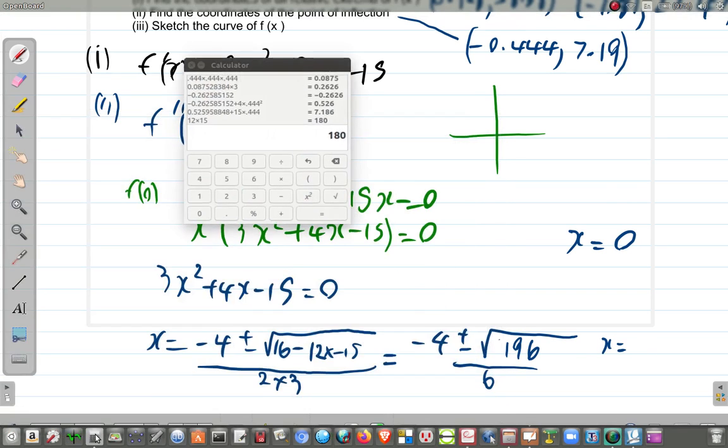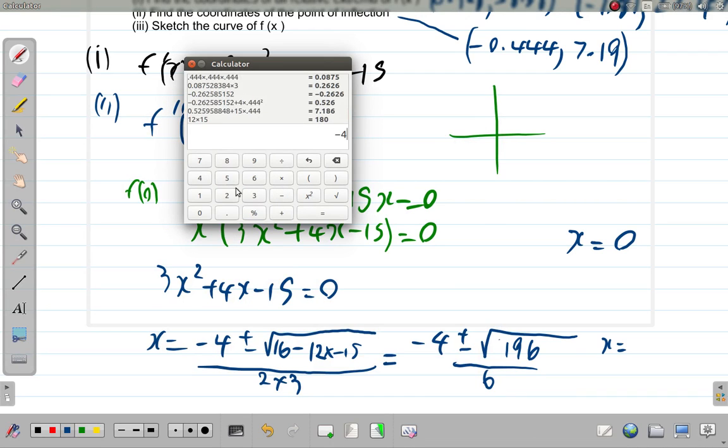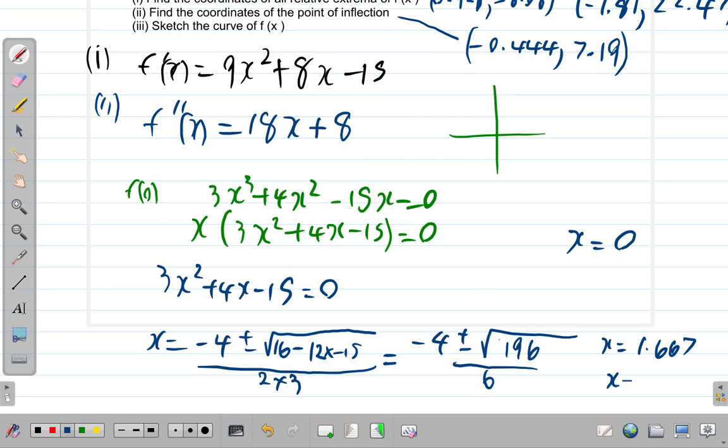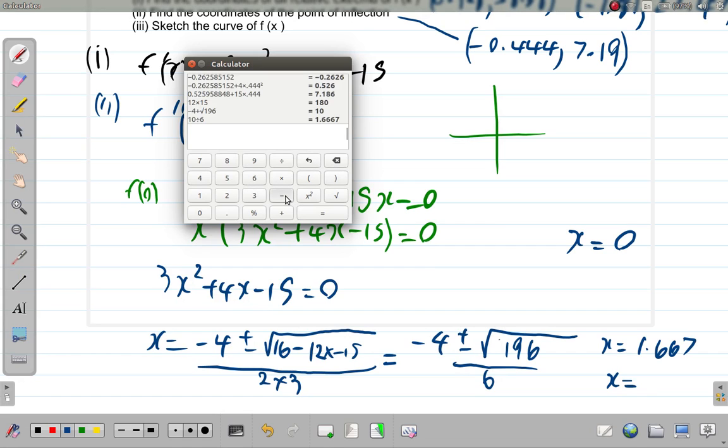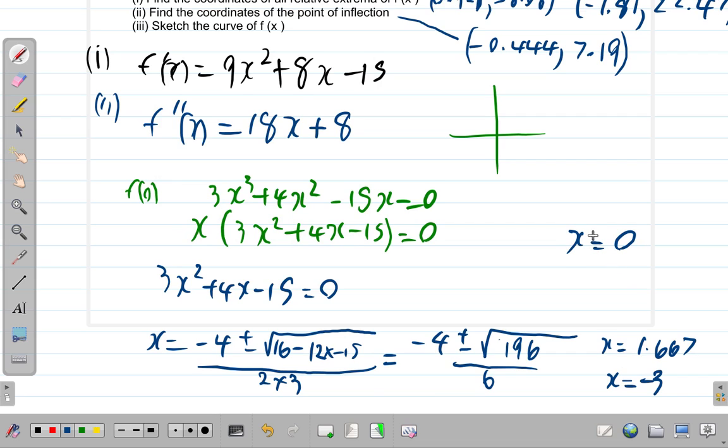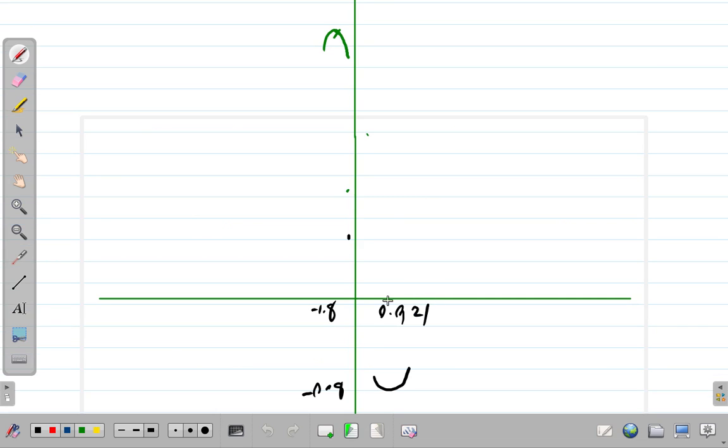Let's use a calculator now. It's going to be negative 4 plus the square root of 196 equals that, over 6, which equals 1.667. And what are the other values of x? x equals negative 4 minus the square root of 196 equals that, over 6, gives you negative 3. So the x-axis is cut at 0, 1.7 and negative 3.